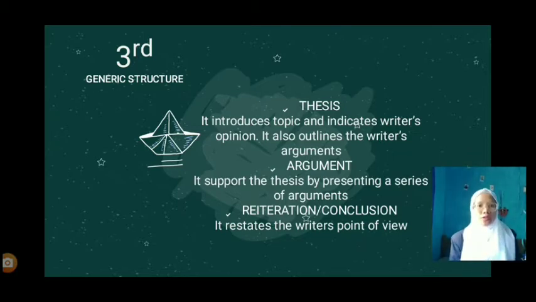There are three parts in the generic structure of analytical exposition text. First is the thesis. It introduces the topic, indicates the writer's opinion, and also outlines the writer's arguments. So here in the thesis, the writers try to introduce the topic and also indicate the writer's opinion. For example, the title is about banning smoking. So in the thesis stage, the writers introduce the topic. For example, like this.